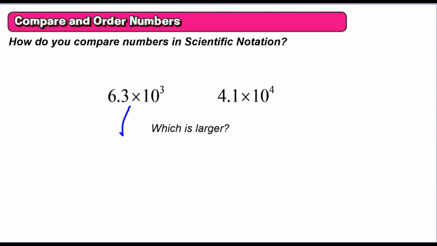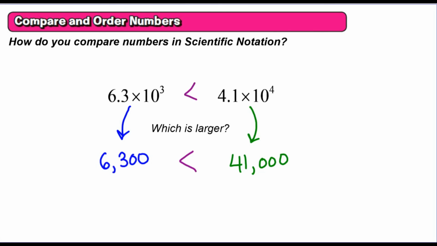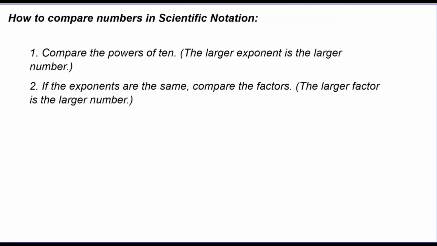Well, if we write these numbers in standard form, 6.3 times 10 to the third power is 6,300, and 4.1 times 10 to the fourth power is 41,000. Here it's easy to see that the one on the left is smaller. So I know that 4.1 times 10 to the fourth is a larger number. So what is actually going to tip us off on what number is larger? Is it the factor or is it the power of 10? It's actually the power of 10.